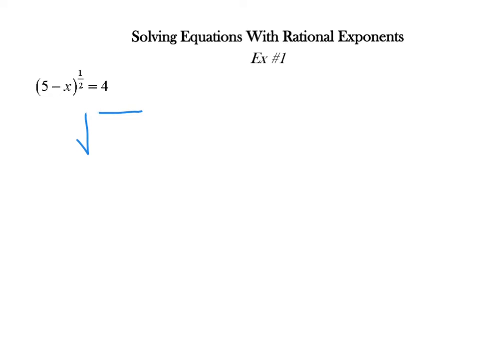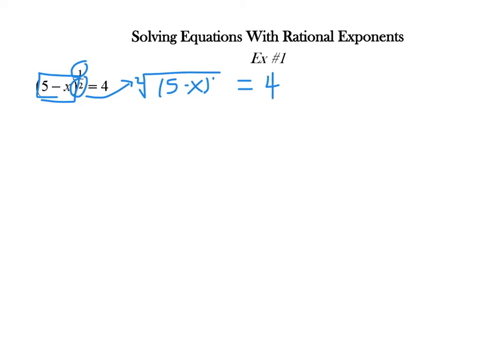I'll go ahead and write it here. The denominator is the index, and then this 1 is going to stay attached to this 5 minus x, and that's going to go inside the square root. We have 5 minus x to the 1 power, and this should equal 4. Should be a 1 right here. You can see that.